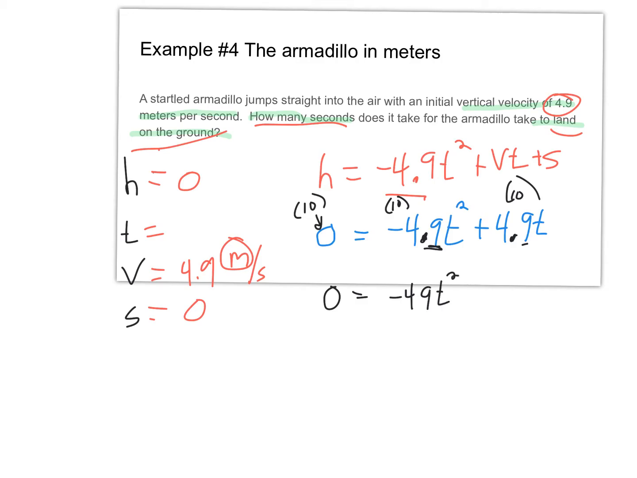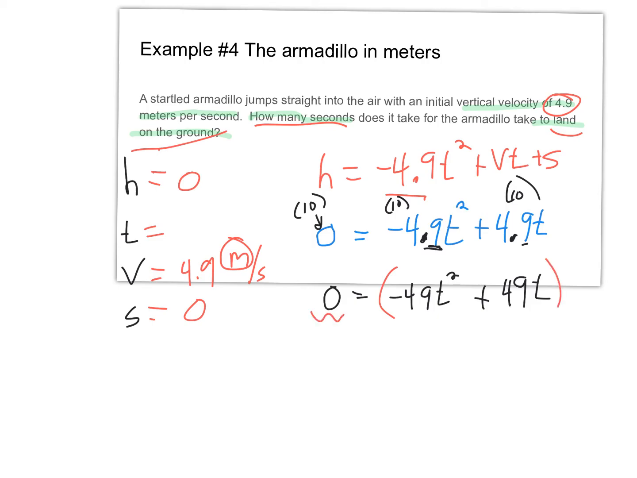49t squared plus 49t. Okay. Now again, technically, yes, you could also factor out a GCF of 1/10. That would also do the same thing. But again, I find it's easier for my students to see just multiply by the 10. All right, so now at this point, let's start to factor.